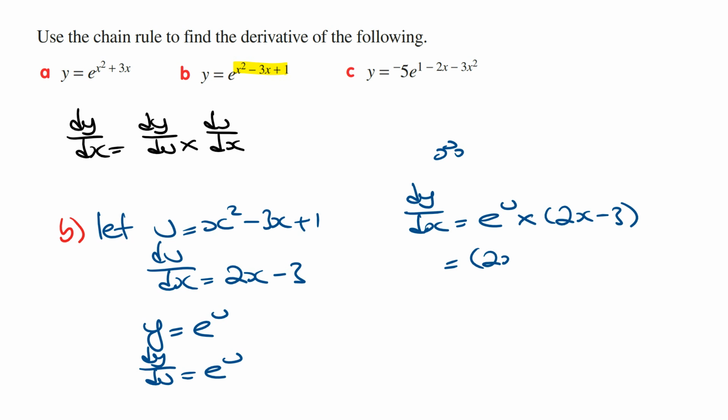Rewriting this is 2x minus 3 times e to the u, and now we just replace u back as a function of x, and so this is going to be 2x minus 3 times e to the power of x squared minus 3x plus 1.